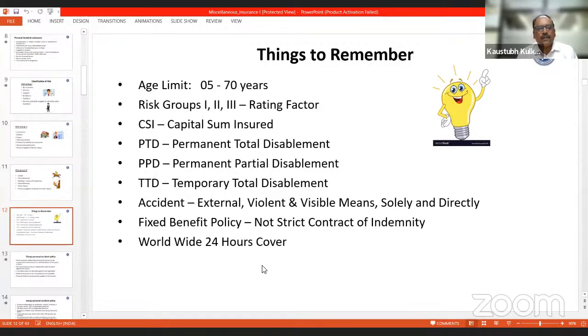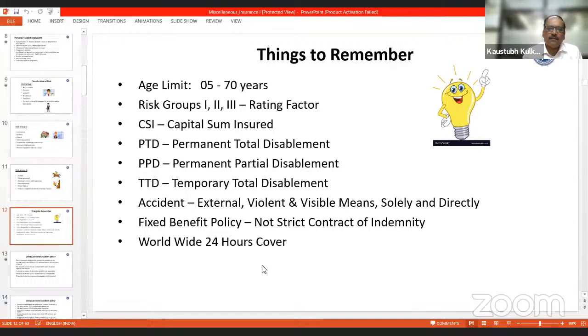Accident means what? External, violent, and visible means. Those should be caused solely and directly. So if any injury is due to external, violent, and visible means, solely and directly, then it will be termed as accidental injury. It is a fixed benefit policy. The policy is not a strict contract of indemnity because it is a deviation from indemnity.